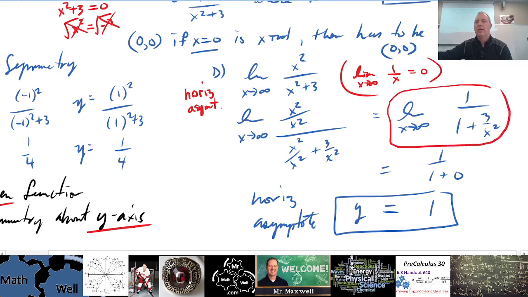And then as x approaches infinity, 1 does not change, that stays as 1, because there's no x involved. And as x approaches infinity here, this approaches 0. So we end up with 1 over 1 plus 0, which is just 1. So horizontal asymptote of 1. You good with that? Okay.